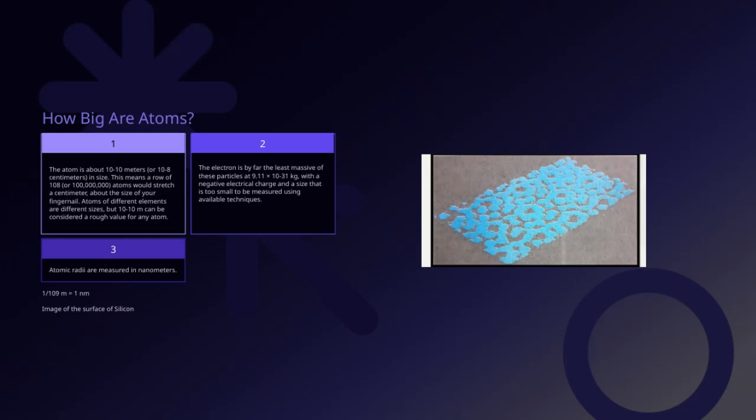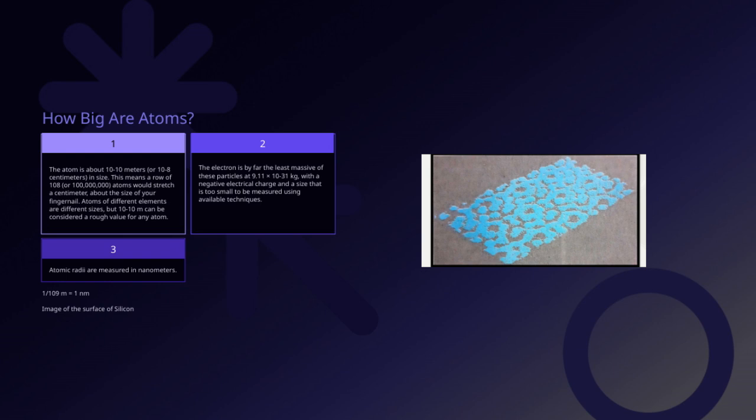Let's take a closer look at the surface of silicon in this image. Now, to understand the scale we're dealing with, remember that 1 nanometer is equal to 1/1,000,000,000th of a meter, or 10^-9 meters. This helps us visualize just how small these structures are. Atomic radii, which tell us about the size of atoms, are measured in nanometers as well. For example, the size of an atom is approximately 10^-10 meters. To put that into perspective, if you lined up about 100 million atoms, they would stretch across just 1 centimeter, roughly the width of your fingernail.